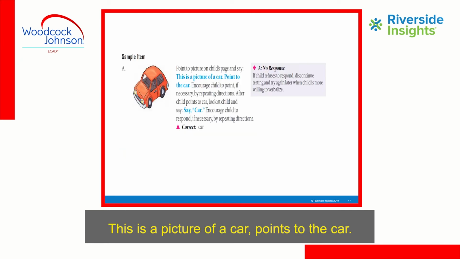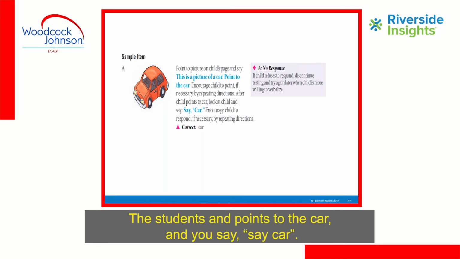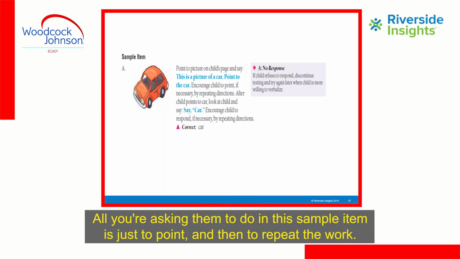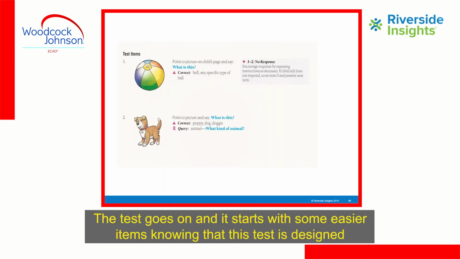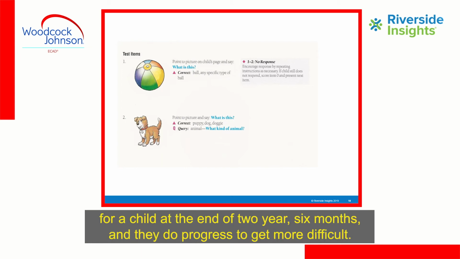This is a picture of a car. Point to the car. The student then points to the car and you say car. All you're asking them to do in the sample item is just to point and then to repeat the word. The test goes on and it starts with some easier items, knowing that this test is designed for a child as young as 2 years, 6 months, and they do progress to get more difficult.